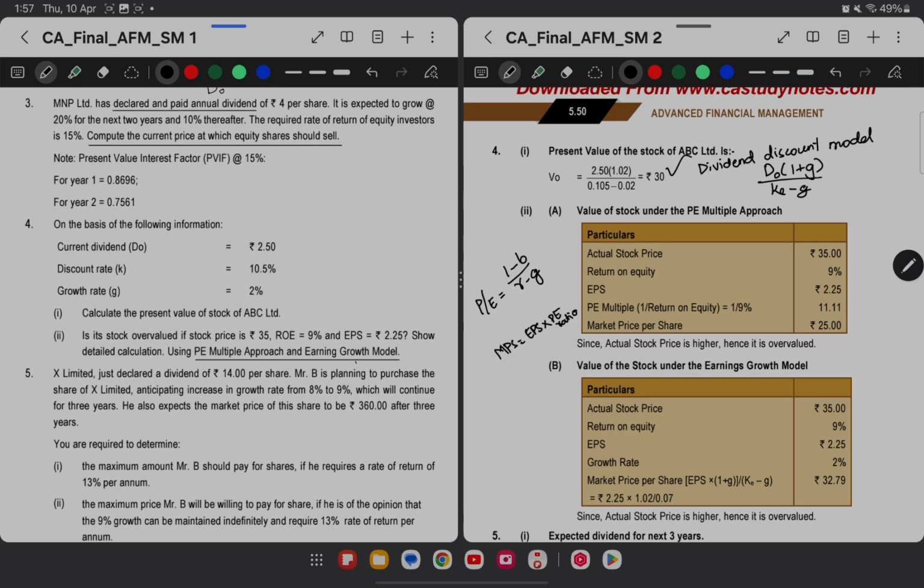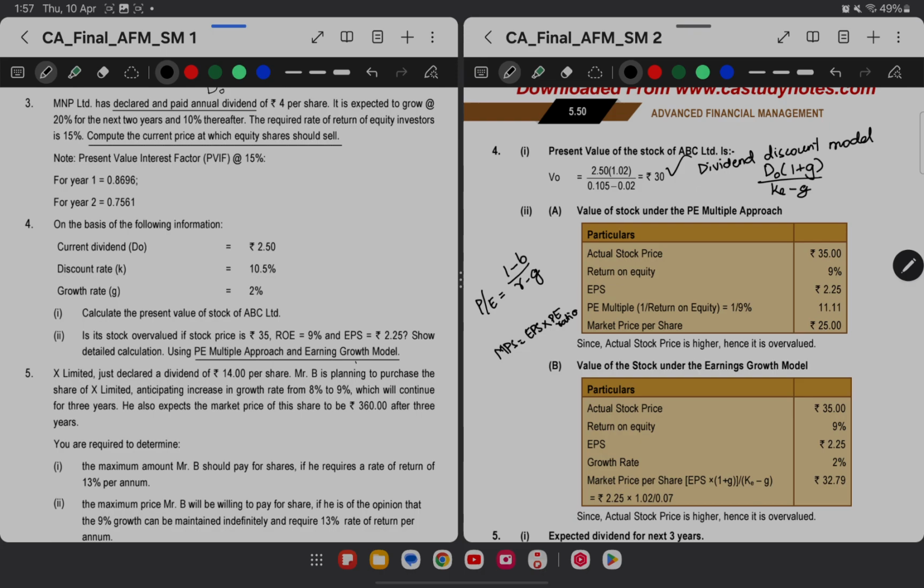As we can see, the theoretical market price which we found using the PE multiple is 25 rupees, but the stock price in the current market is 35, so it seems to be overvalued. Since the actual stock price is higher, it is overvalued. So the position should be that we sell the shares immediately, because the price can stabilize or equalize at any point, and thus it will go to 25.